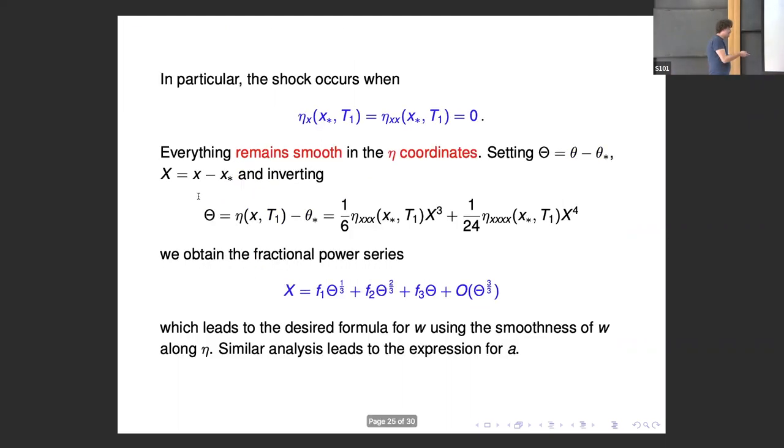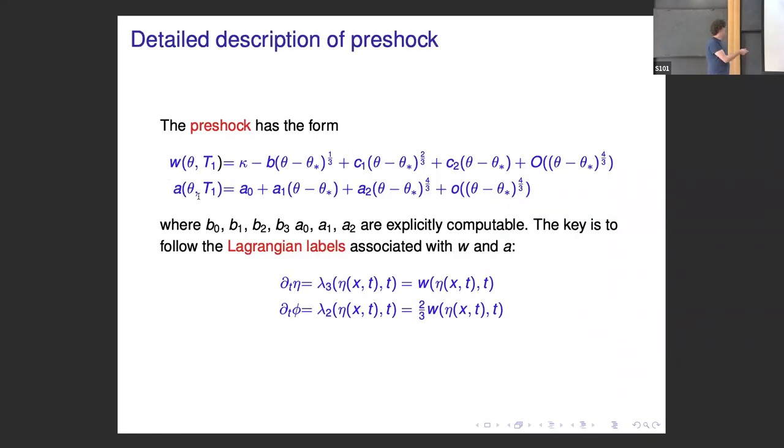One may ask: I said everything is smooth under the eta coordinates, so by inverting you end up with this formula here. But the same is true for A. Everything is smooth under A, and A is smooth under the eta coordinates. So why don't I get a similar expression here? It's because the derivatives with respect to the Lagrangian variable of eta vanish after the first two derivatives vanish.